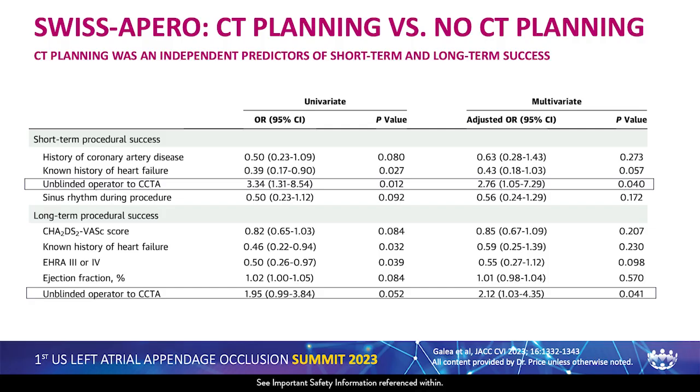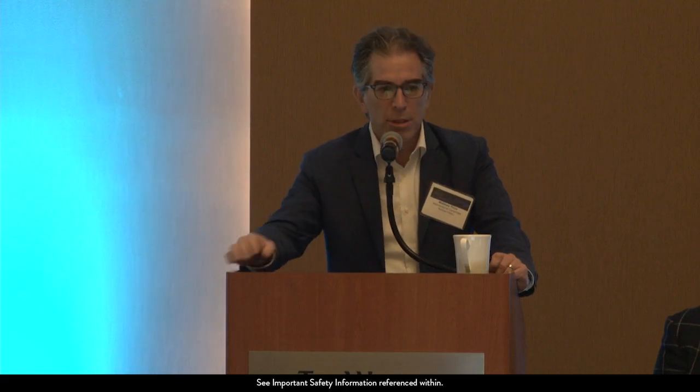So you can say, well, maybe there were confounders, so they did a multivariate analysis, and you see that being unblinded to the CCTA was an independent predictor of short-term and long-term procedural success. Okay, so again, just adding to the robustness of the data. So I only have a few minutes, I'll just show some cases.